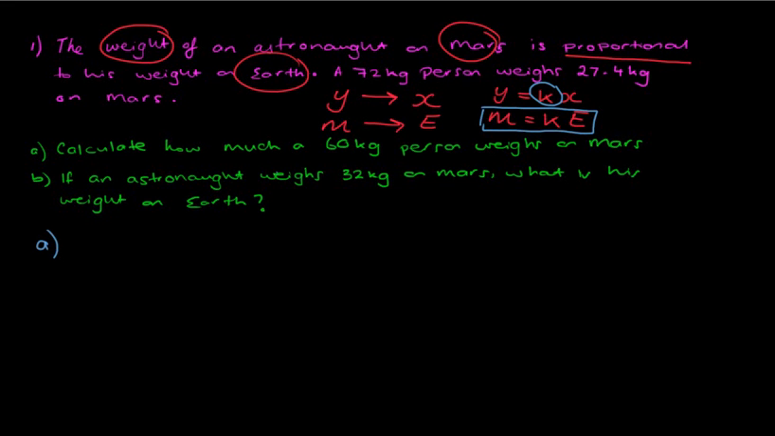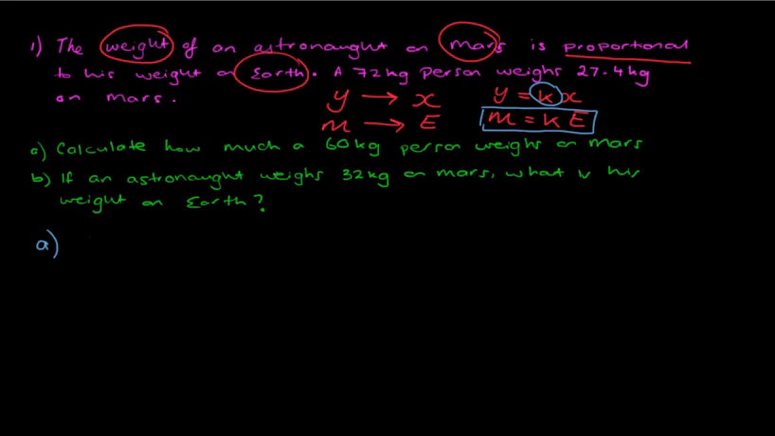Now, we're going to look at question A and just see what they've asked us to find first. It says here, calculate how much a 60 kilogram person weighs on Mars. Now, they haven't spoken at all about a constant of variation or the equation of variation. However, in order to answer these questions, it is so much easier if I have that equation of variation. So what we're going to do, and we should do this every time, is first of all substitute some values into our formula in order to find out the k value.